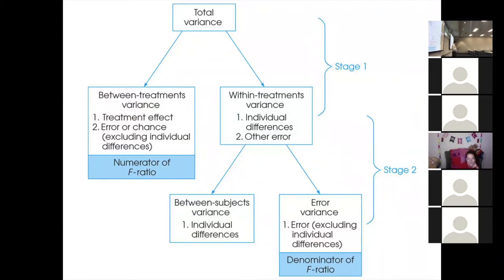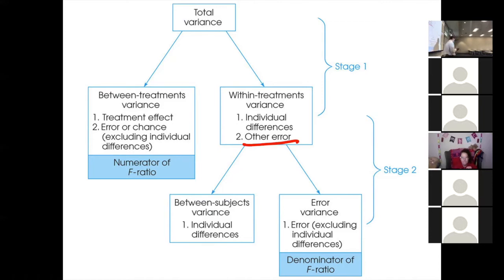All right, the between treatments variance is a function of that treatment effect, but also a component of error or chance, right? Just anything associated with sampling, we're going to get a little bit of noise in there. And then we have that within treatments variance, which is a function of individual differences, and then whatever other noise was inherent in that between treatments variance still exists here.